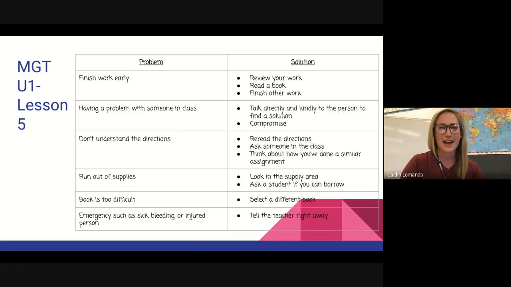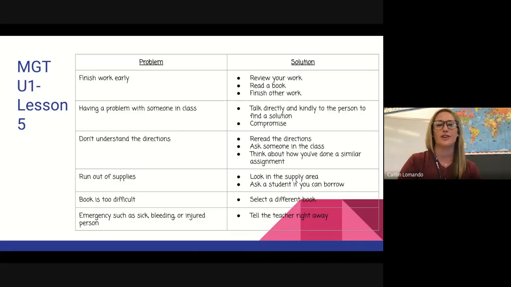If you run out of supplies, a possible solution in the classroom is look in the supply area, ask a student if you can borrow. Of course, neither of those solutions will work when we're at home and doing remote learning. So if you run out of supplies, you can let your parent know. You can maybe ask if you can borrow something, or maybe you could use something else. So for example, if you're required to use crayons and you only have markers, that would be okay as well.